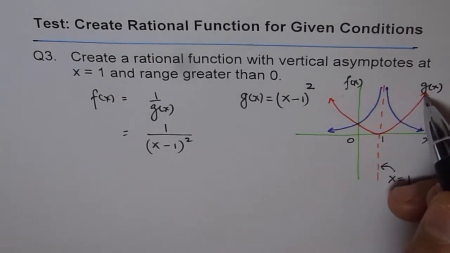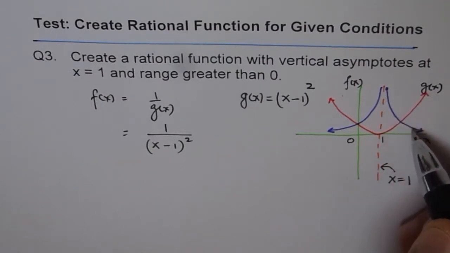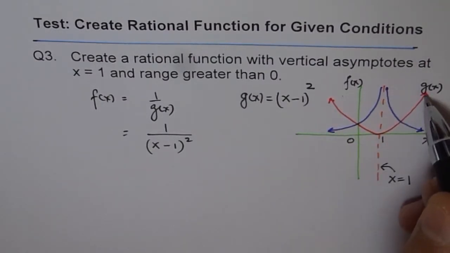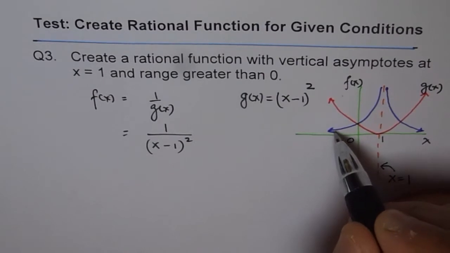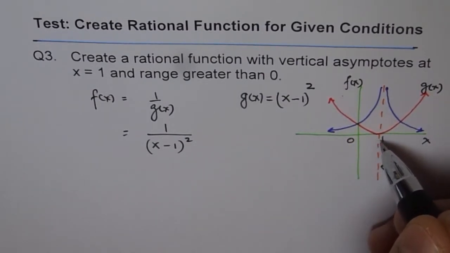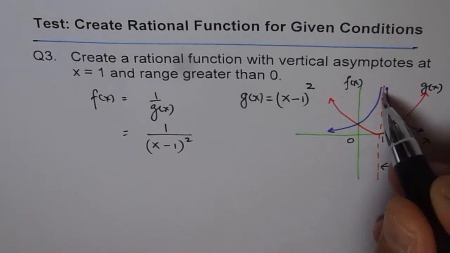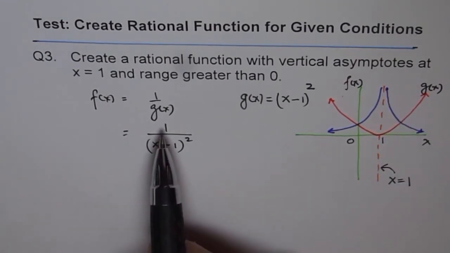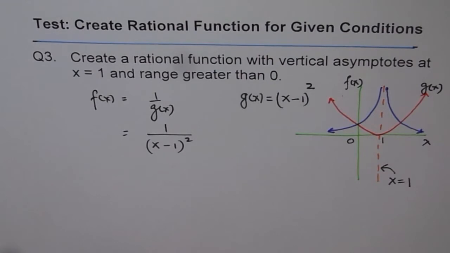As the function approaches infinity, the reciprocal approaches 0, on both sides. Positive infinity, so they are approaching from the positive side. And since we have a 0 at x equals 1, we have a vertical asymptote for the reciprocal function 1 over (x minus 1) whole square. Do you see that? That's how it is.